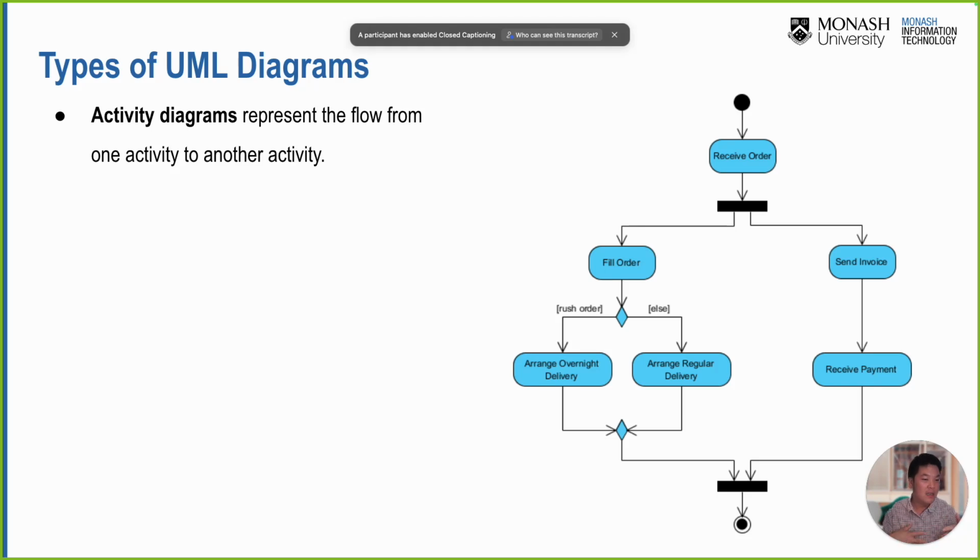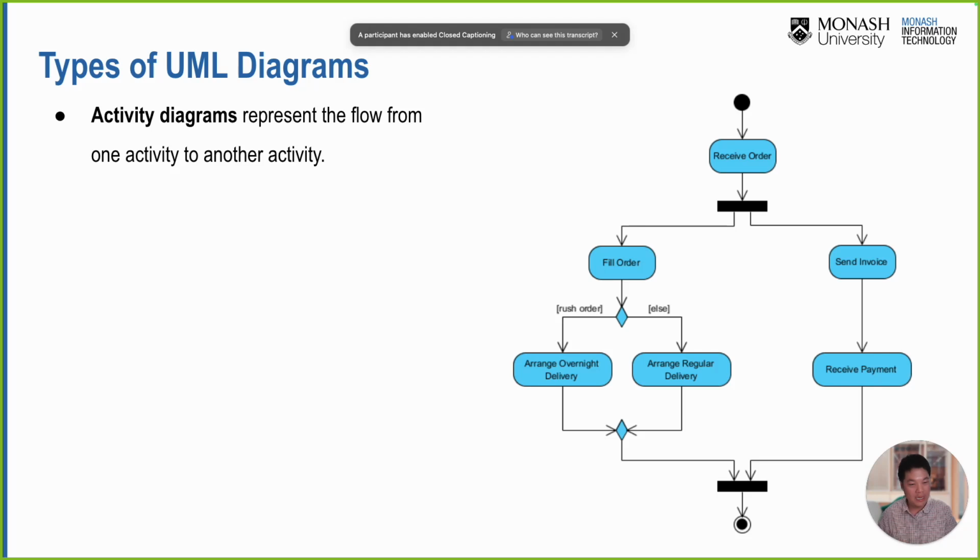First we receive an order, and then we need to fill an order, send an invoice. Once we fill an order, we can arrange an overnight delivery, arrange regular delivery, that kind of thing. After we send an invoice, we can receive the payment. That's more like a workflow, you know? The flow of the system, the flow of the activity, how it works one by one, okay?